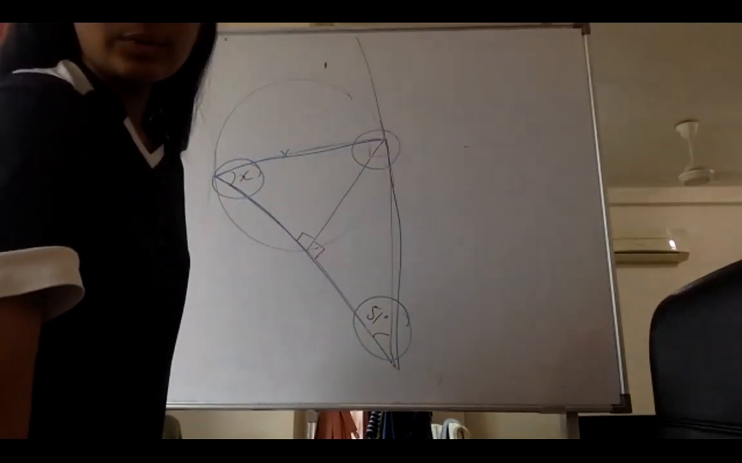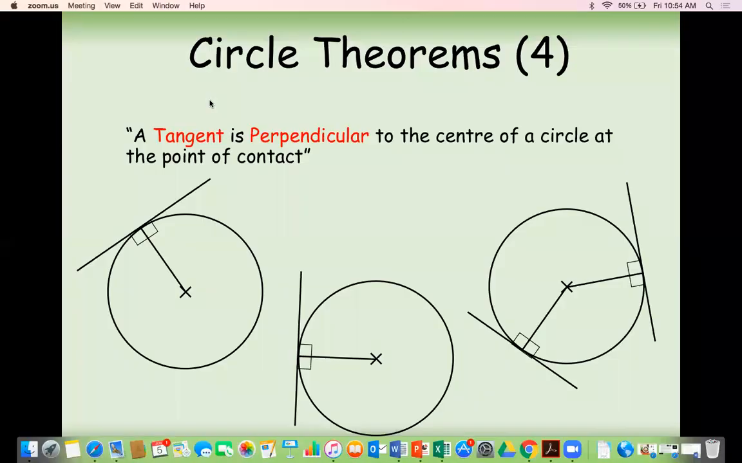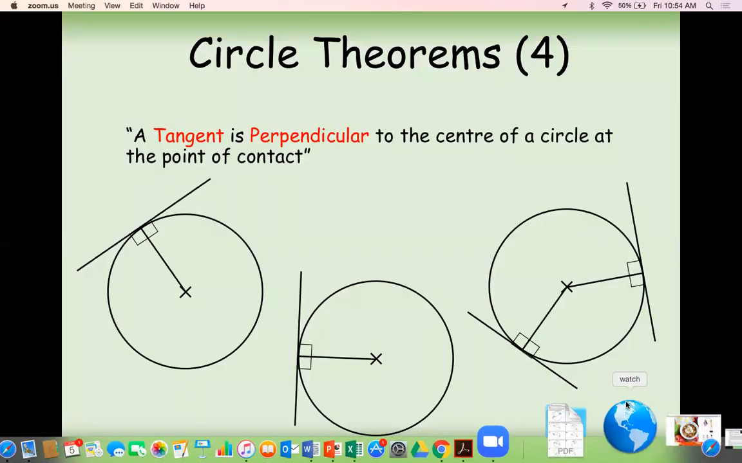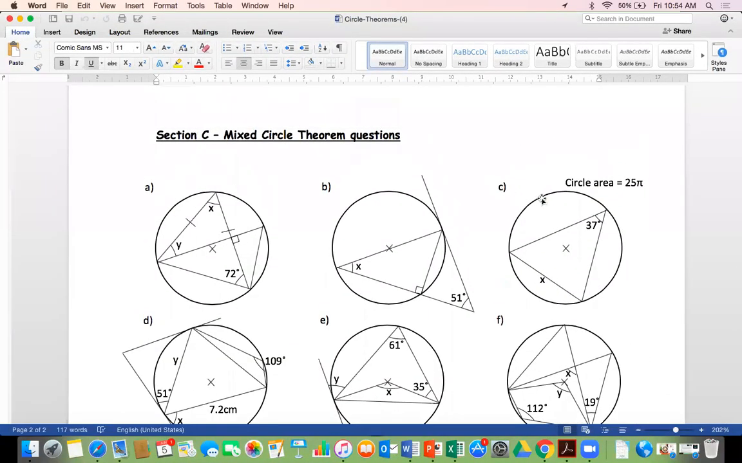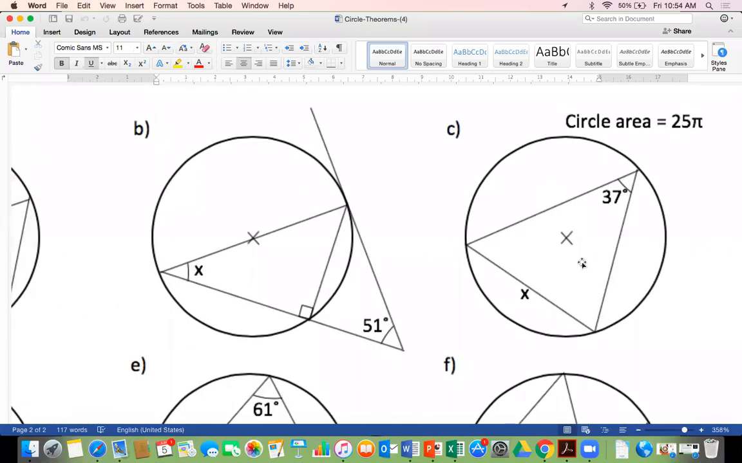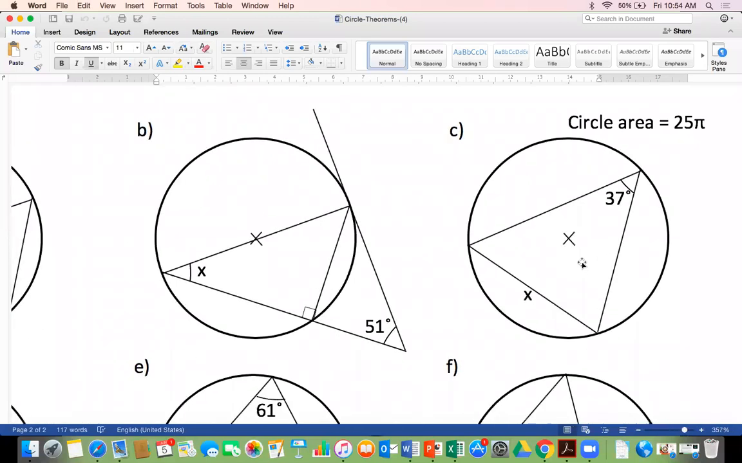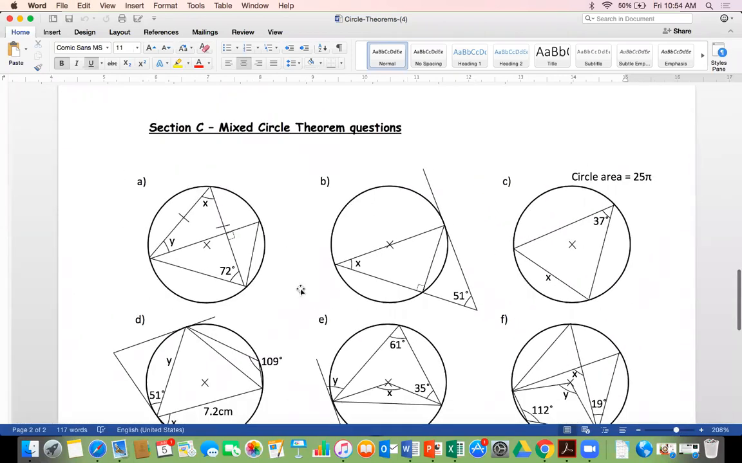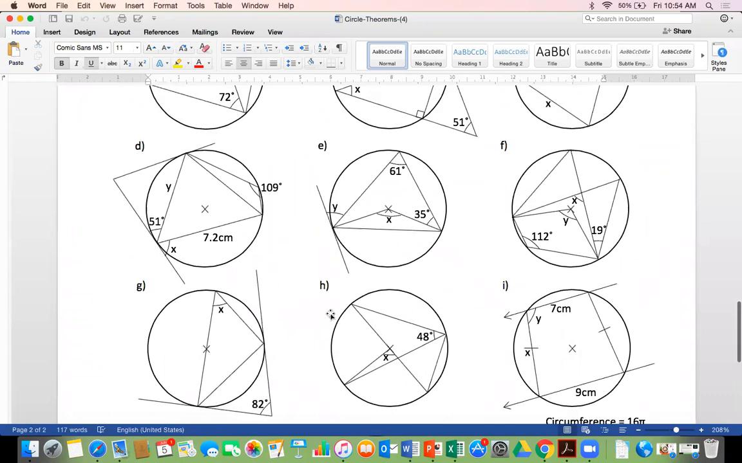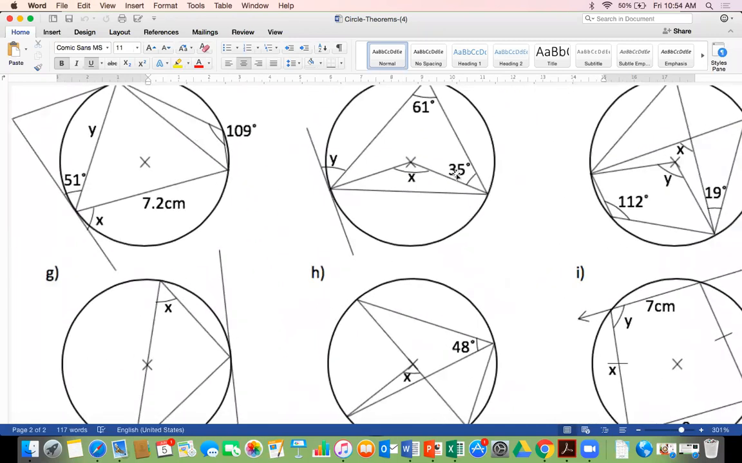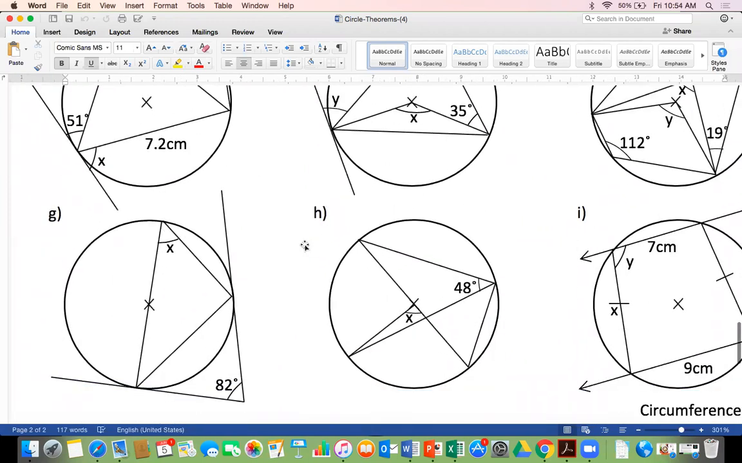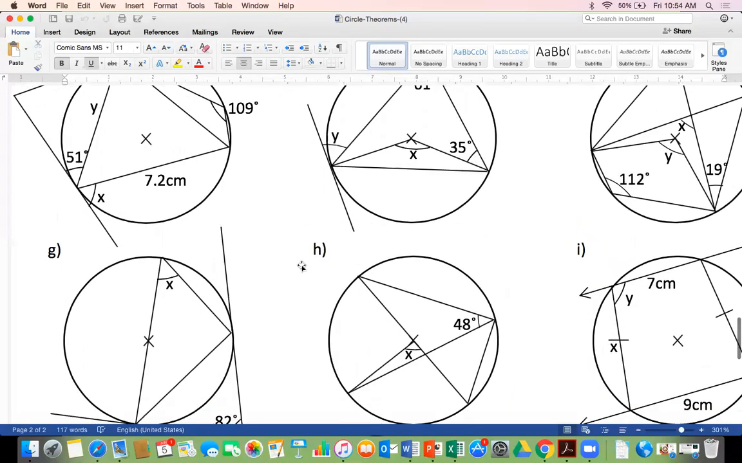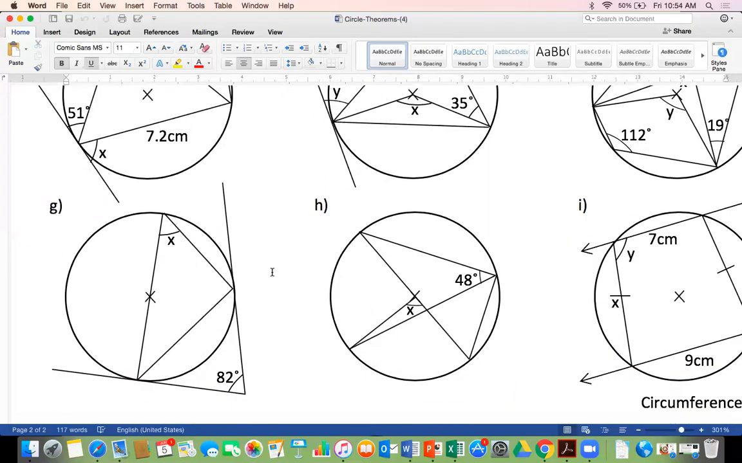Okay, let's do one more question. Let's look at C. Okay, C you can't do because it needs trigonometry. Let's look at E. You want to do G? No, sir, I'm just kidding. No, G also can. Okay, we do G.